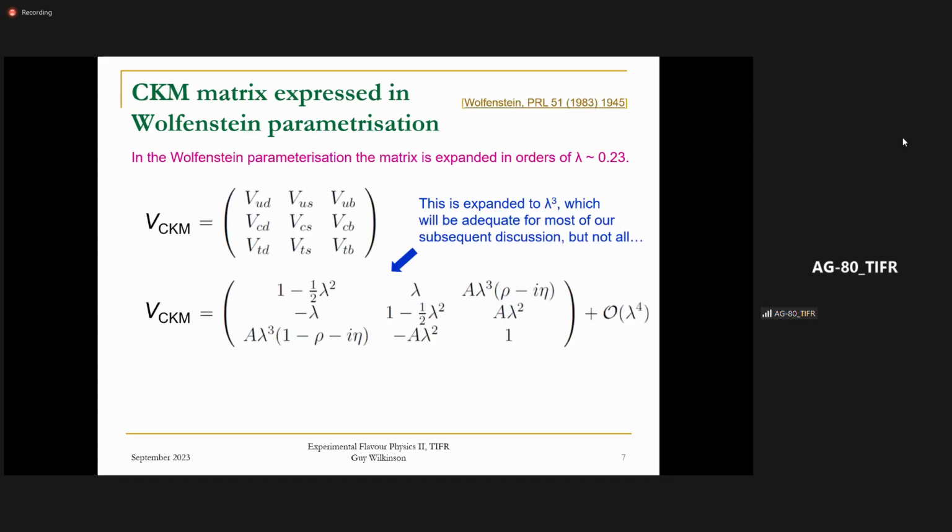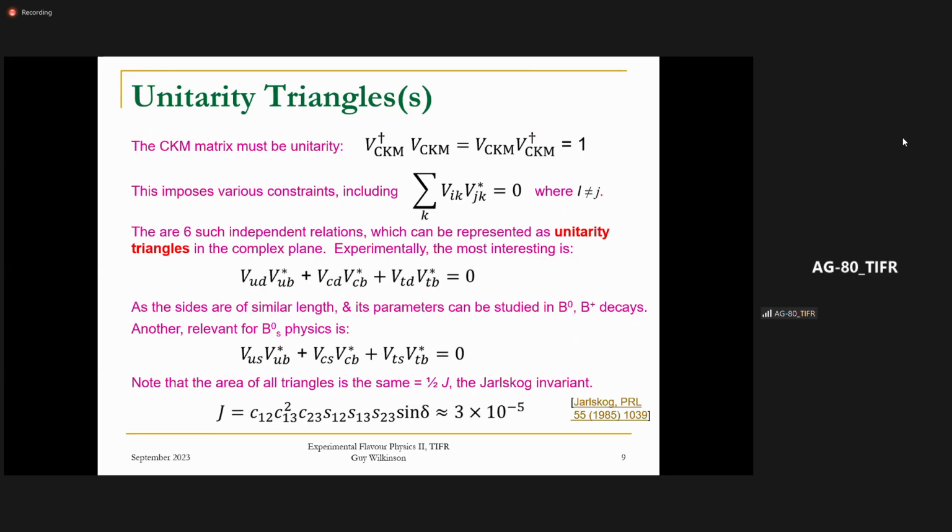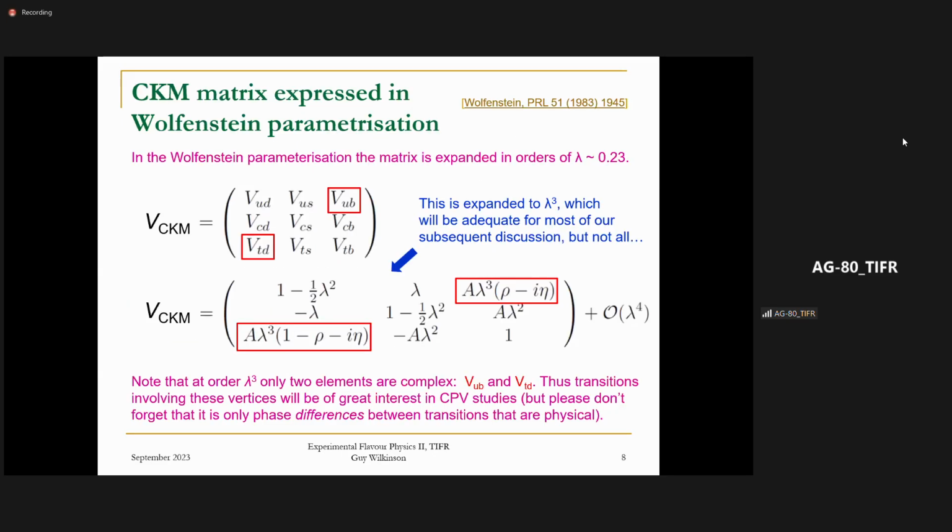This is the well-known Wolfenstein parameterization, shown here to order lambda cubed. I remind you, lambda is about 0.22, so you can see this hierarchy very clearly. And you can see that we're dealing here with 4 parameters, not just lambda, but also A, rho, and eta. I want to draw your attention to the fact that at this order, we have these 2 off-diagonal elements, V_ub and V_td, which are imaginary.